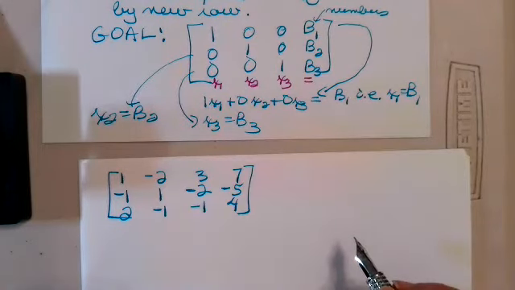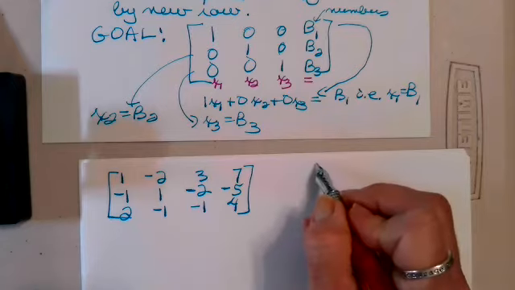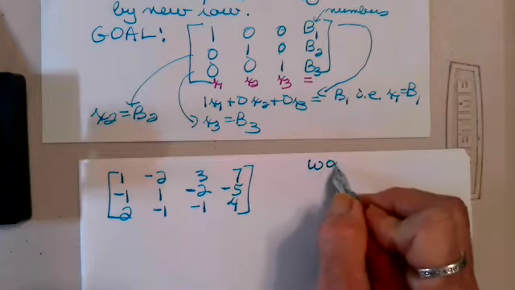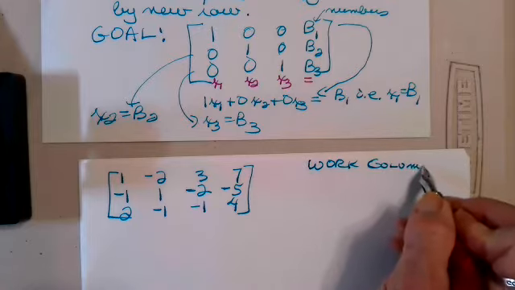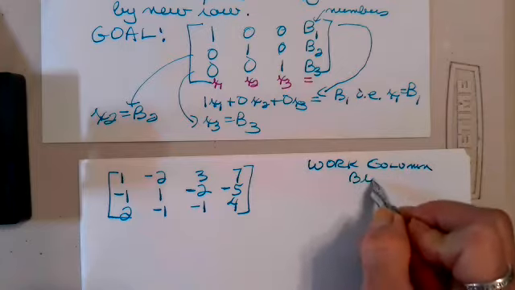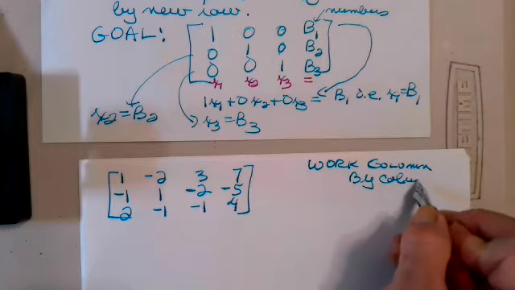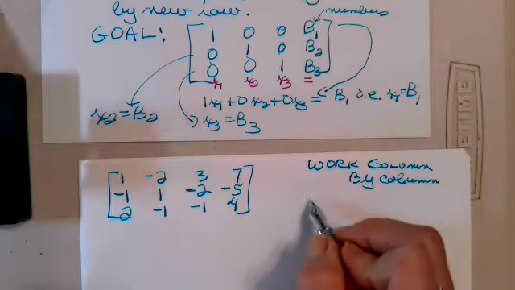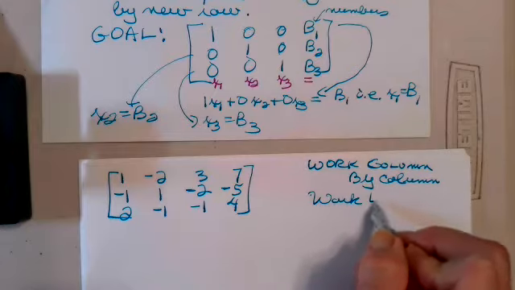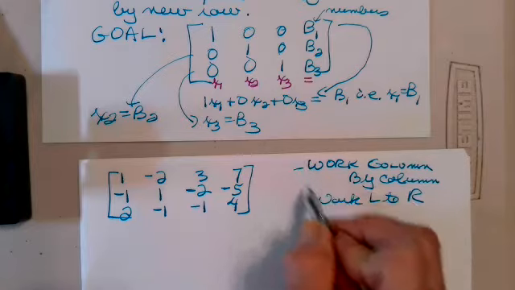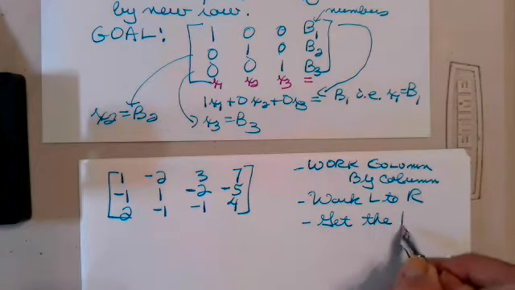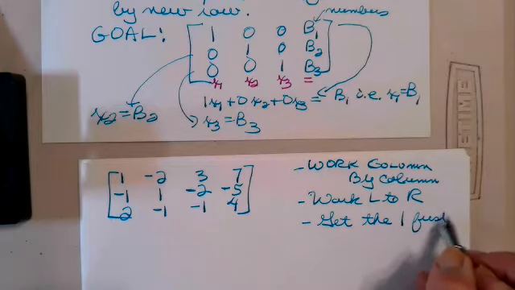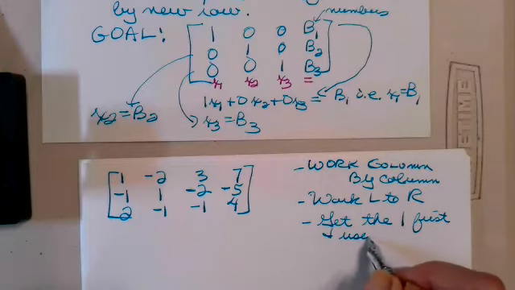And whenever you're working, no matter which column you're working on, it's very important to work column by column, and work left to right. Get the 1 first and use it to get zeros.